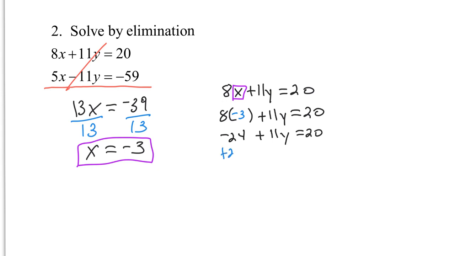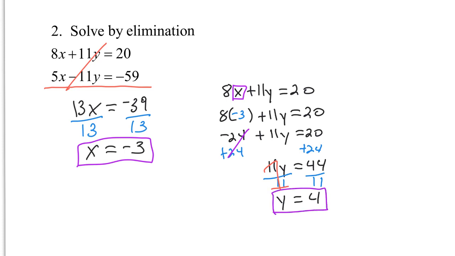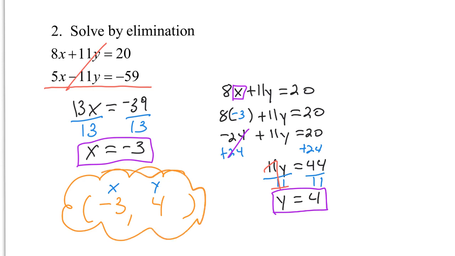You guys add 24 to both sides. So this cancels. 11y equals 44. You guys divide. And check this out, guys. That turns into 1. Y equals 4. So we got the x and the y. So now you guys write down your solution. And your solution, x is always first, negative 3. And y is always second. Here's the x, here's the y, and you guys have your solution.